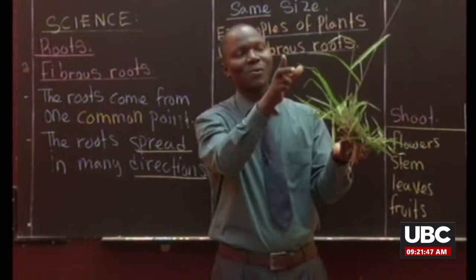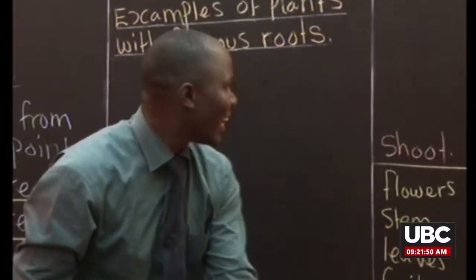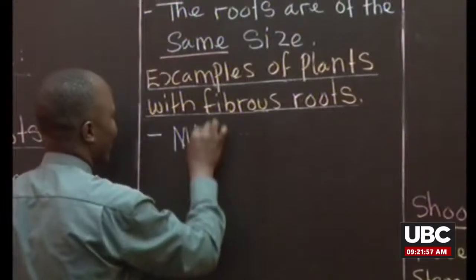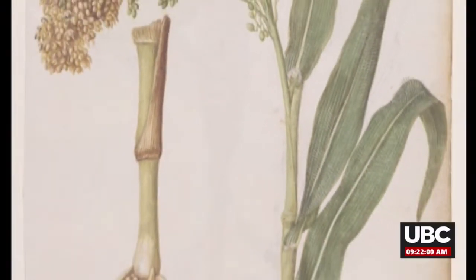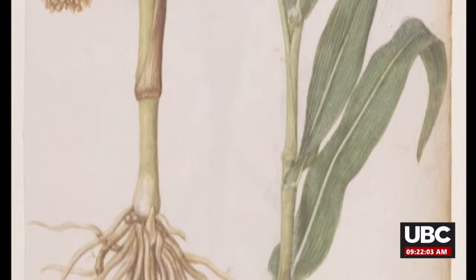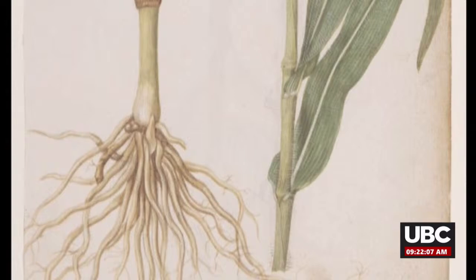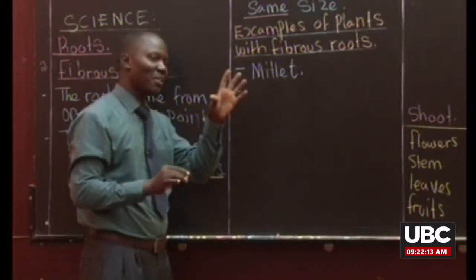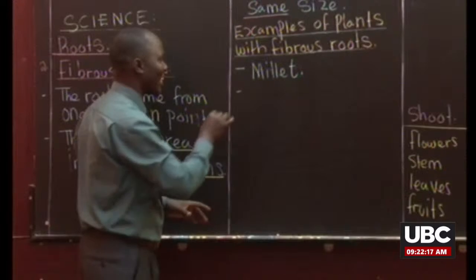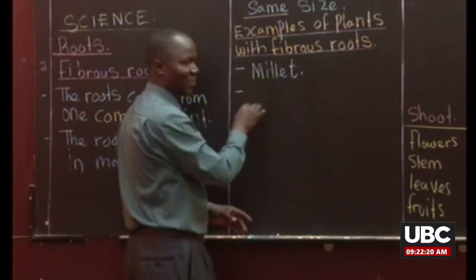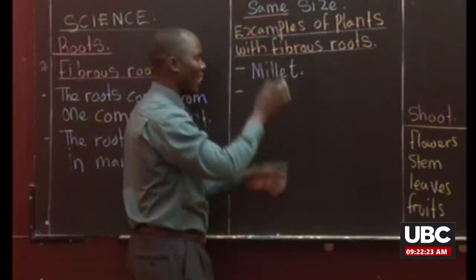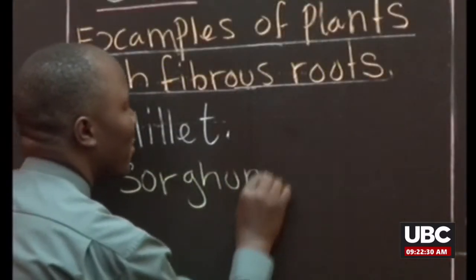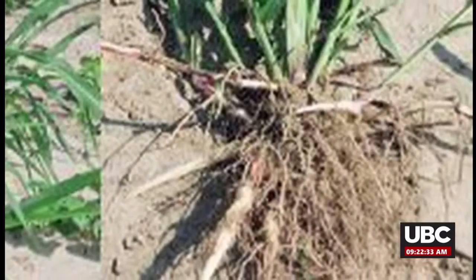Yes, this one looks more like millet. So for examples, I would have millet. Millet has that type of roots. Talking about millet, we would have another crop just next to millet. Whether you are from east, west, central or north, you must know the plant that I'm going to write next. It is just like millet, but it's a bit bigger. That is sorghum. Sorghum is yet another plant.